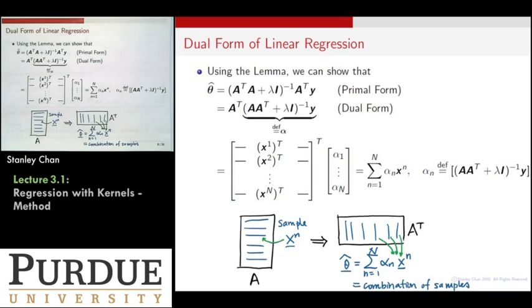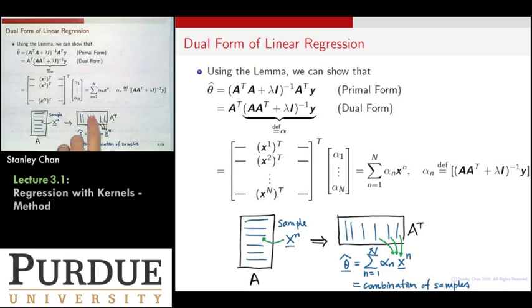Originally, in the linear regression case, in the original primal form, you also have theta hat being the dimension of your data point. Here is the same thing. It's just a different way of constructing the same theta hat.